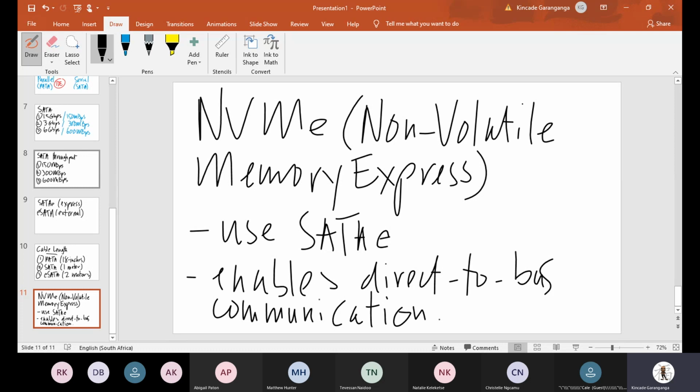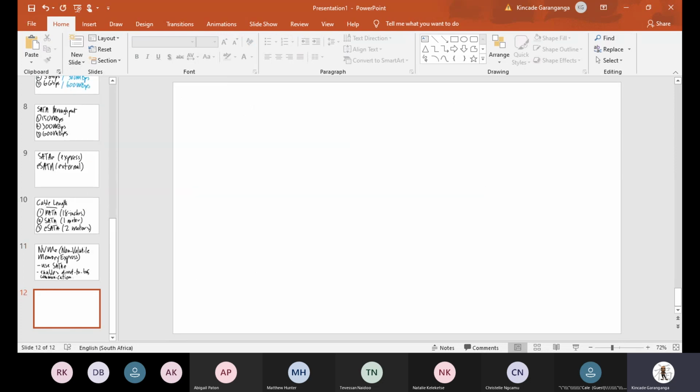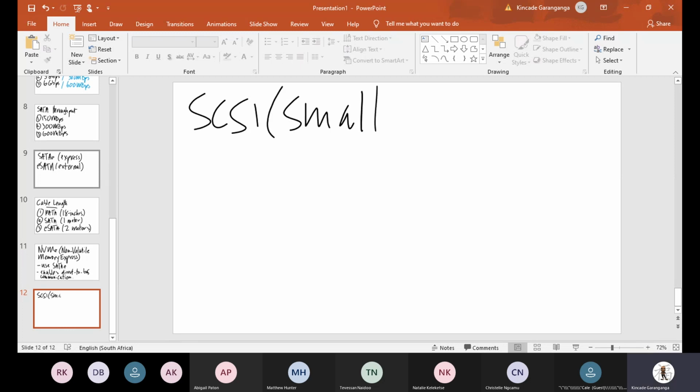So another type of architecture that you also want to familiarize yourself with is what they call SCSI. So you can also discuss SCSI. And this is short for small computer system interface.